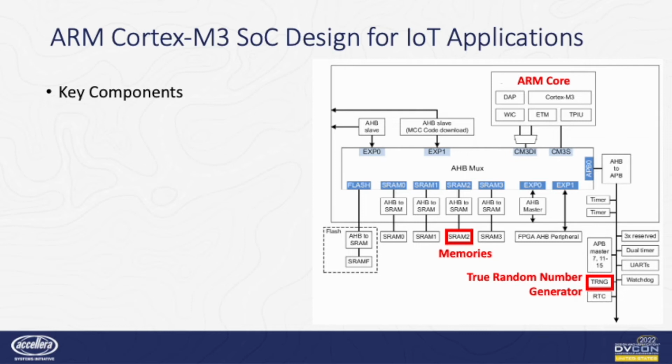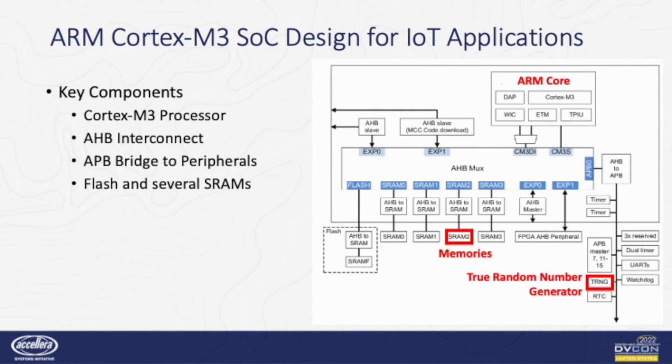This design is an SoC targeting IoT applications. It has an ARM Cortex-M3 processor, an AHB interconnect that connects to flash memory and several SRAMs. There is an APB bridge to peripherals, for example, a true random number generator, a real-time clock, and a UART.